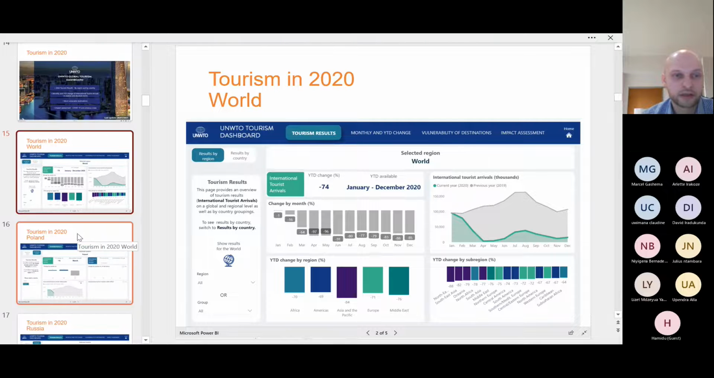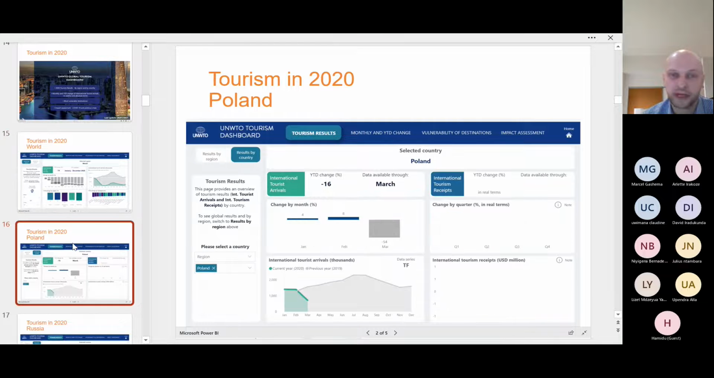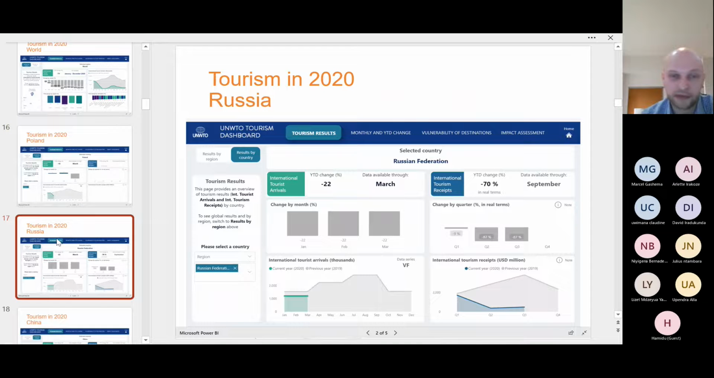We also can get the information for specific countries, like Poland is here, so you can see the decline there. What is also interesting is that from March, Poland stopped providing information for these dashboards because it seems there were no tourists. So that's why you can see no updated information here. Russia, the same situation. As you see, you can trace the information about international tourist arrivals from January, February till March. Then no information.